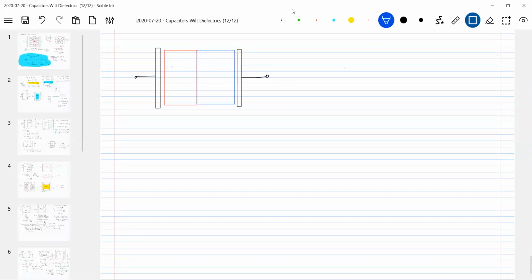Now what will be the capacitance of this system? This will be K1, K2. Let the distance be d by 2, d by 2. What is the effective capacitance, Cxy? When I send a charge, the same charge will flow, no? So they are said to be in series.